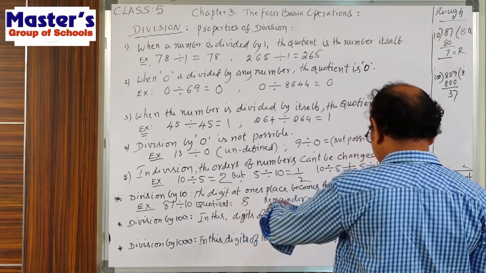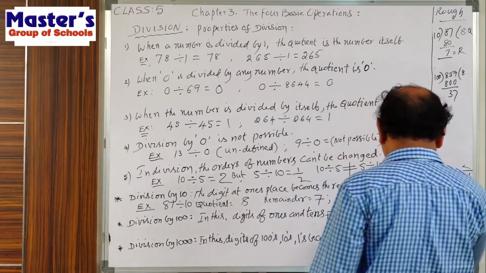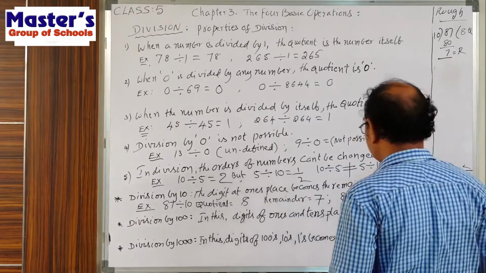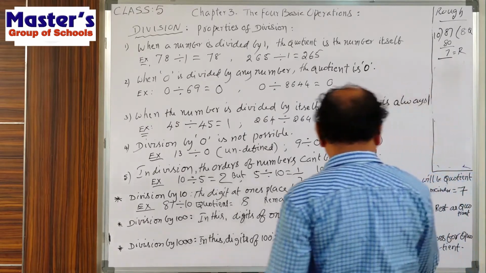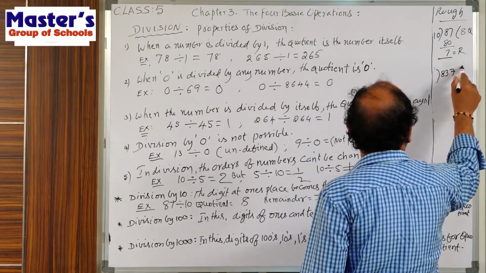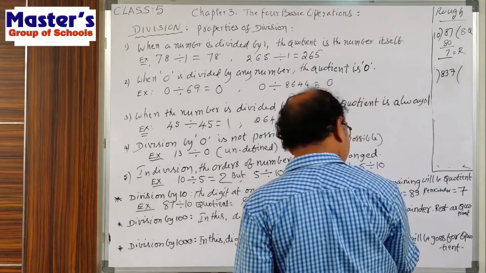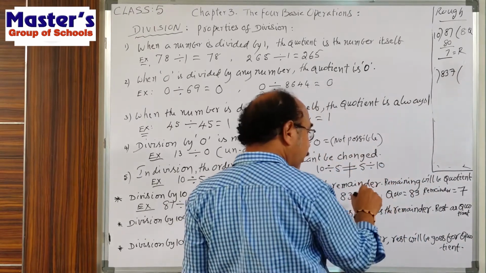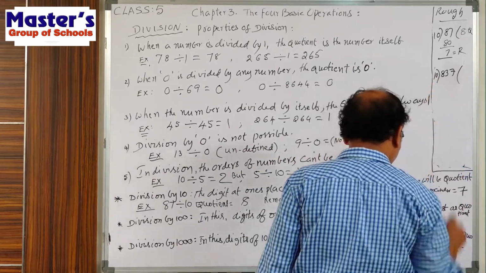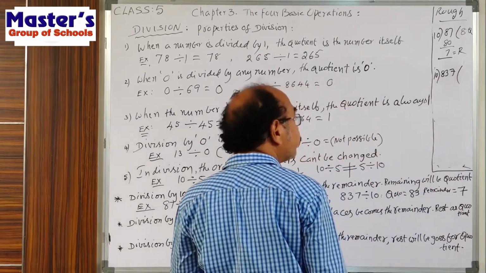837 divided by 10 now. 800 are divided by 10, you see, not 100. See children, 837. One more example by 10 only. 837 divided by 10.